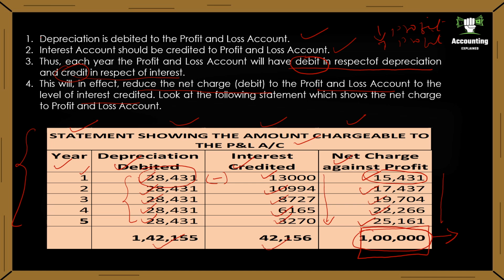This is the way you have to do the annuity method of depreciation when the question is asked under this method. With this, we are finishing the annuity method of depreciation.